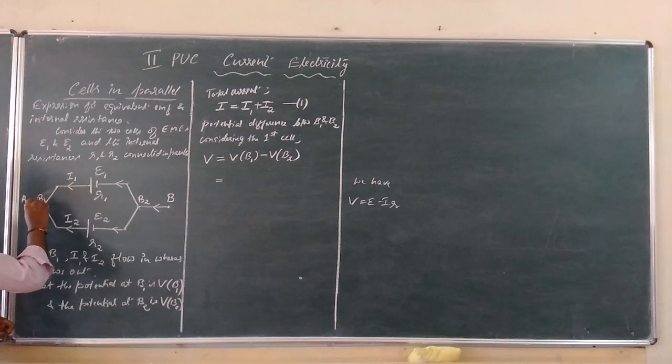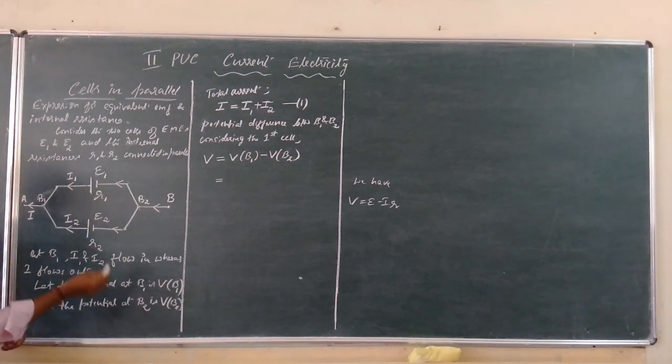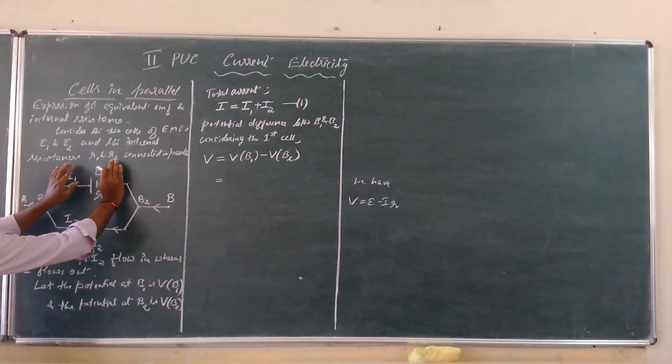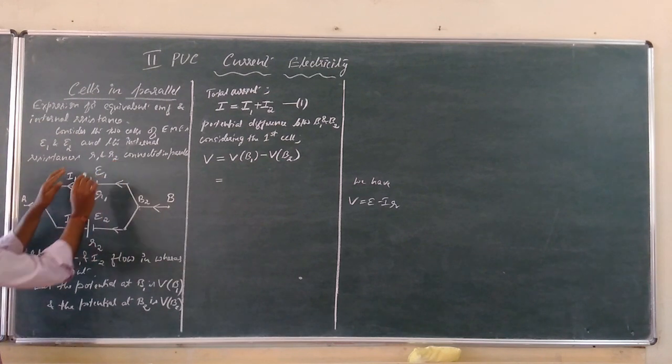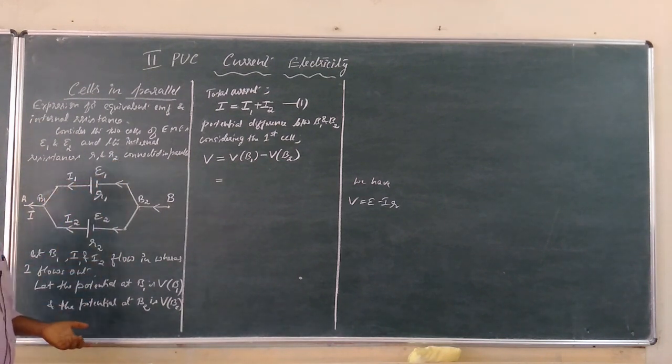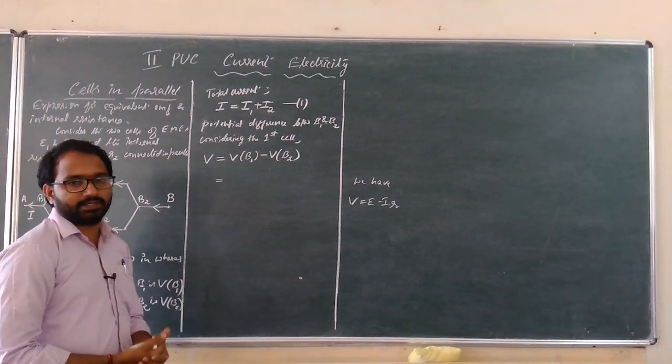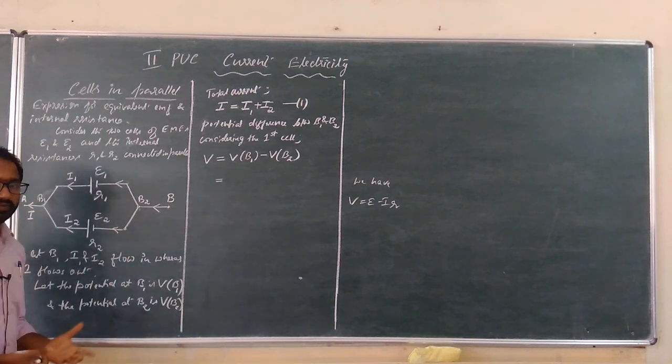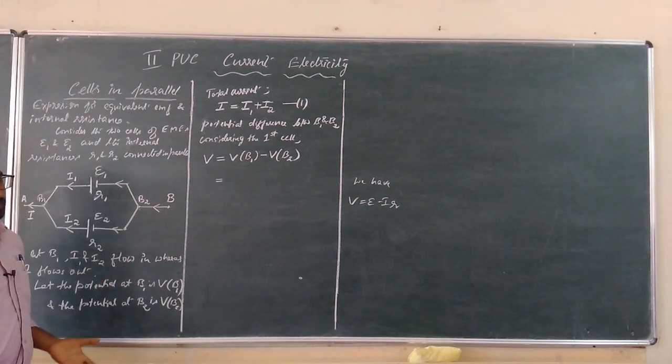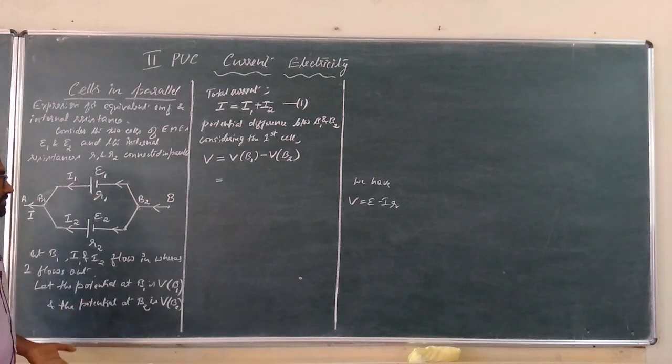By considering the first cell, what is the potential difference between these two? That is the terminal potential difference across the first cell in terms of E minus IR. So E is E1. While writing the EMF of the cell, it should be in open circuit, because EMF of the cell is nothing but the maximum potential difference between the electrodes of the cell. That means the potential difference across the two terminals of the cell in an open circuit.